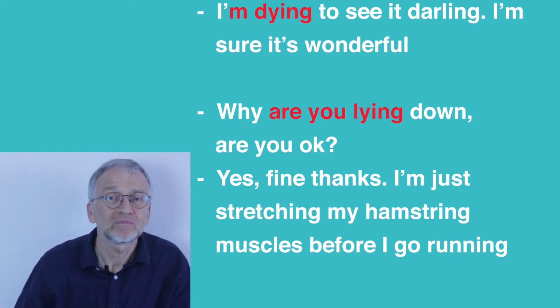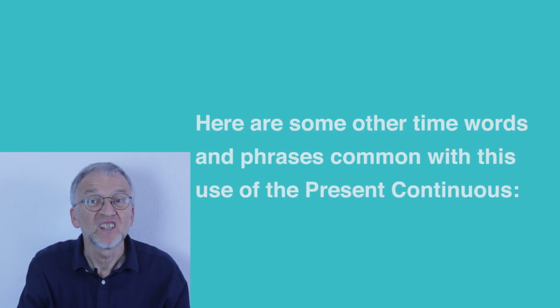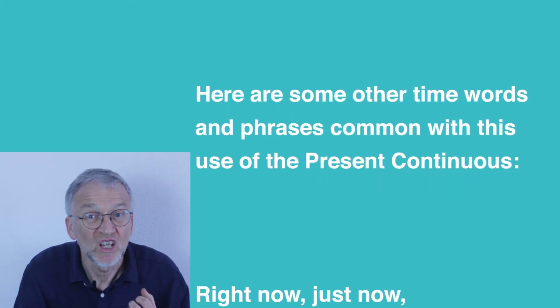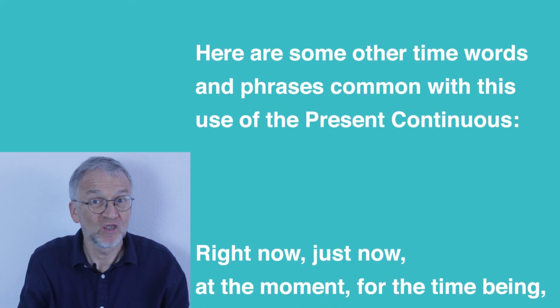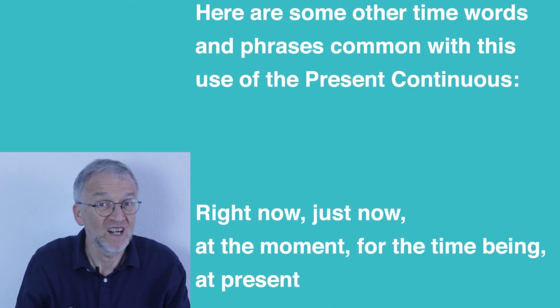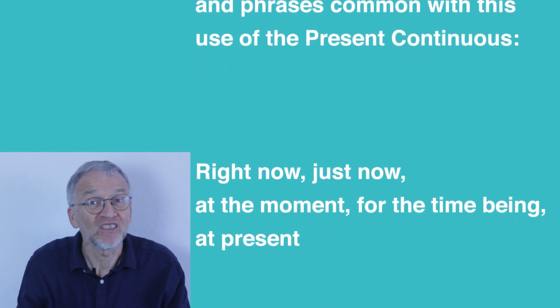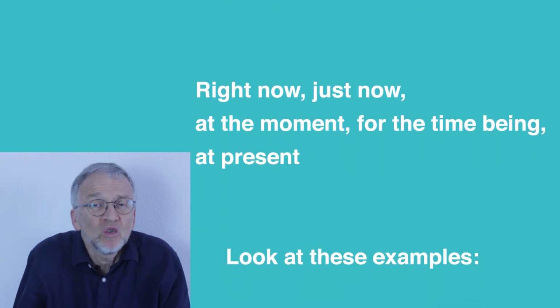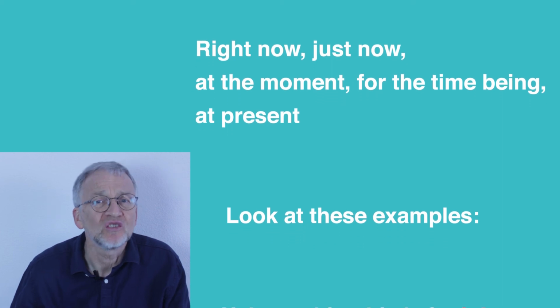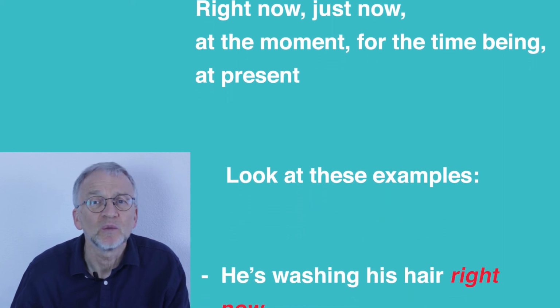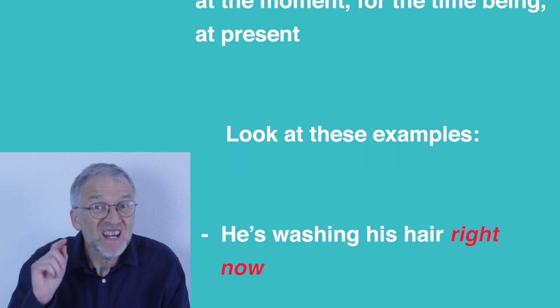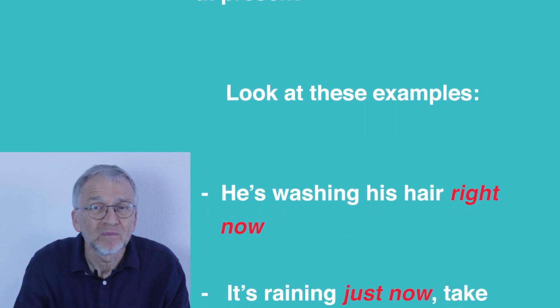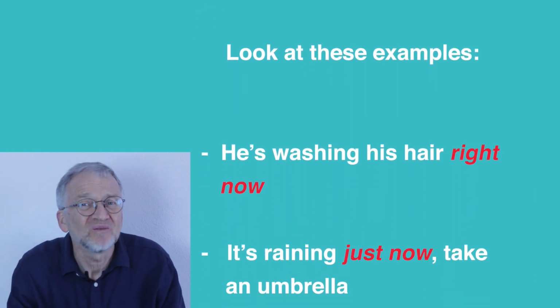Okay. Here are some other time words and phrases common with this use of the present continuous. So we have right now, just now, at the moment, for the time being, and at present. So look at these examples. Listen to these examples. So he's washing his hair right now. Yeah. Oh, it's raining just now.